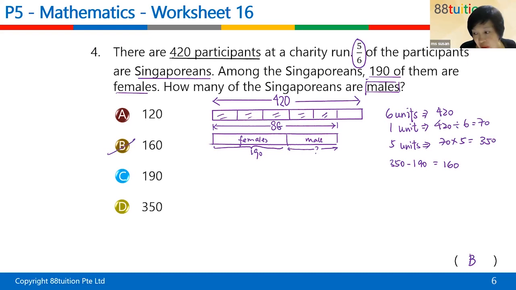Yeah, most of them got B. Those who didn't get B, do you understand where you went wrong or not? If you didn't get B, do ask questions if you need. If you don't ask, I will assume everything is deemed fit. Fit means okay.